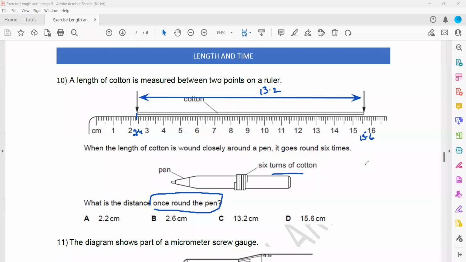So to get it, the total length, which was 13.2 centimeter, is divided by the number of turns. So we divide by 6. Why do we divide by 6? Because there are 6 turns. If there were 10 turns, we'd divide by 10. 20 turns, we'd divide by 20 to get the length of each turn. So 13.2 divided by 6 is equal to 2.2, so A will be the right answer.